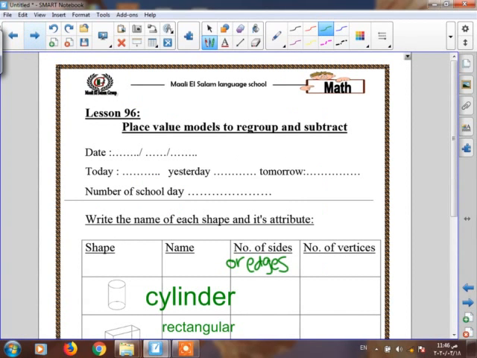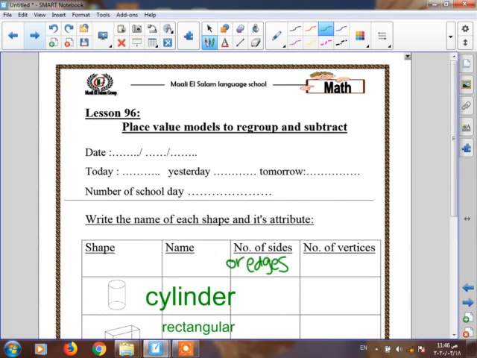Now, let's take our new lesson, which is number 96, place value models to regroup and subtract. But first, Junior, I have to make a quick revision about what I took before in shapes, 3D shapes and 2D shapes.